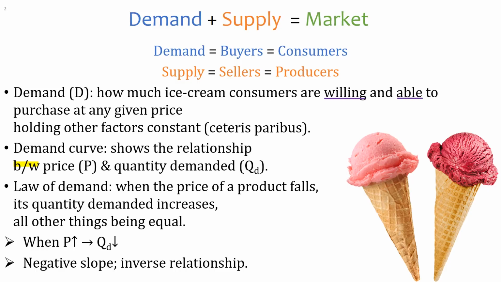So we have two important things here, willing and able. When we say willing, we're talking about the person's preference, what they like. When we talk about able, we're talking about the person's budget. All right, so you might want to pause here and take some notes, and you might want to record the slide number for your future reference.